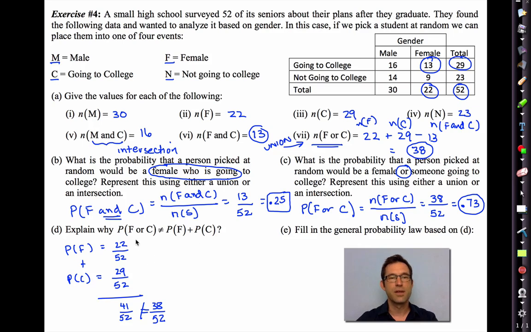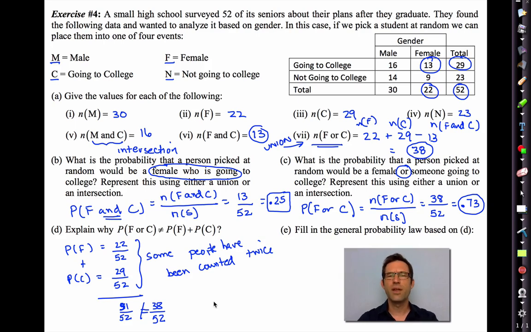All right, and the reason is some people have been counted twice. It's pretty simple. By the way, that's not 41, it's 51. Sorry about that. 51 out of 52, which isn't 38 out of 52.